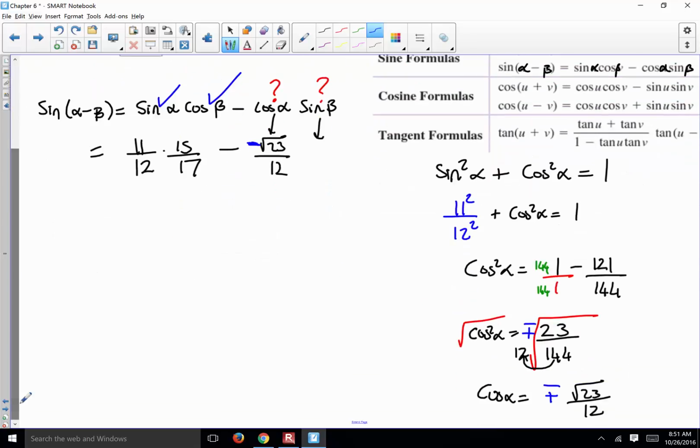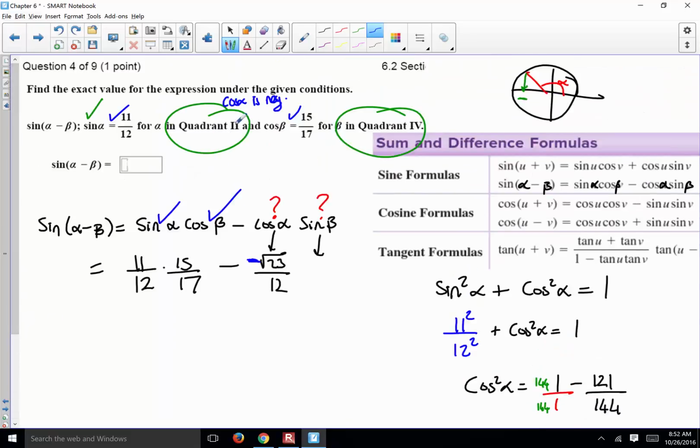Again, when you take the square root of both sides, there are always two answers, plus and minus. We need to pick one. To pick one, I need extra data, and they have given us that here. That angle alpha is in quadrant 2. In quadrant 2, cosine is negative. Okay? Sine beta. Let's do the same exact work for beta now.